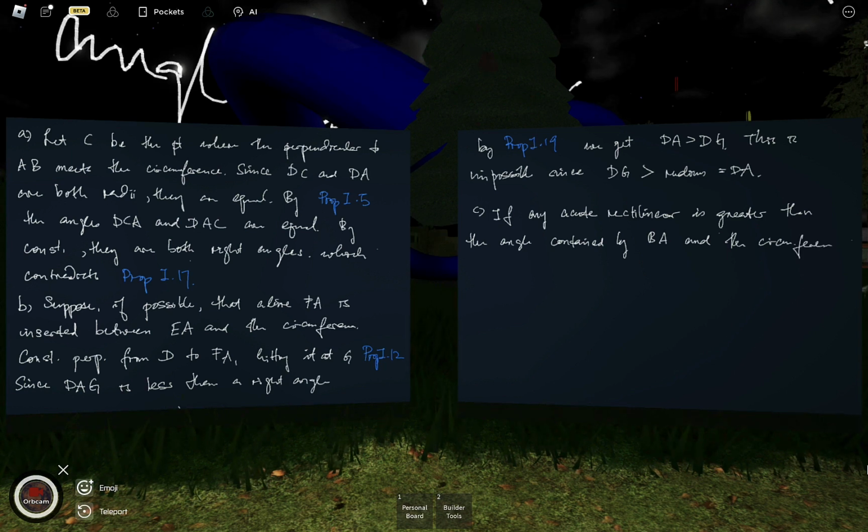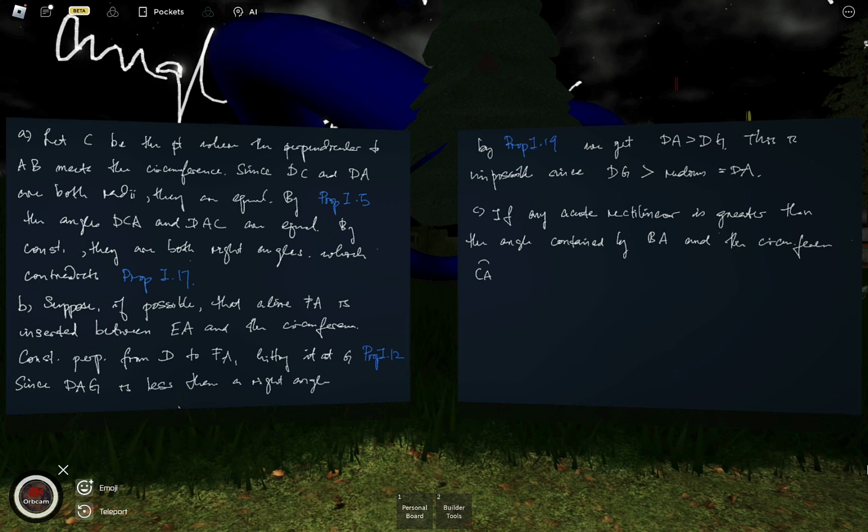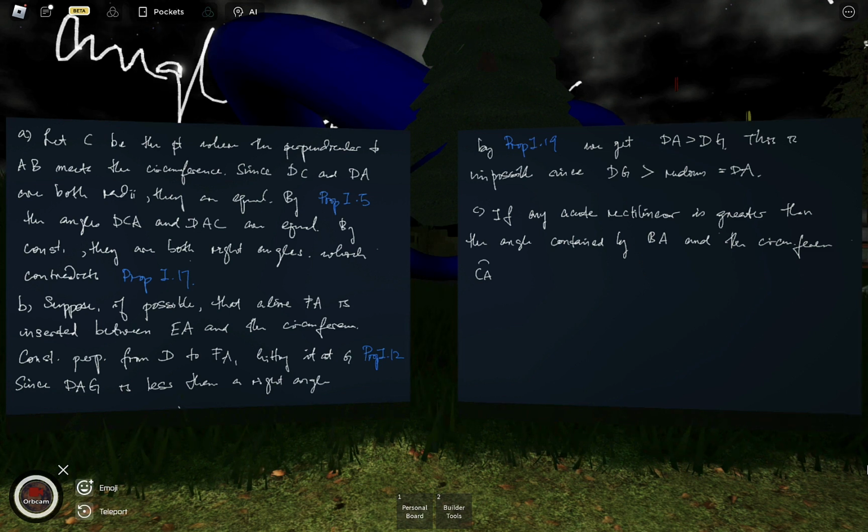I'm going to call it CA, the arc CA. So we refer back to the diagram. I've got a point C, which is on the circumference, and then A is also on the circumference, and I just mean that arc from CA.